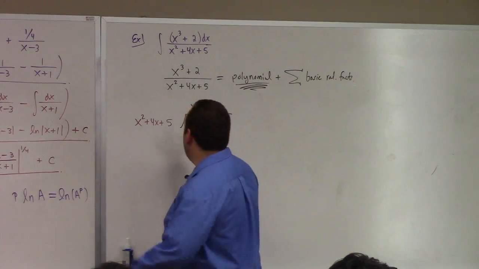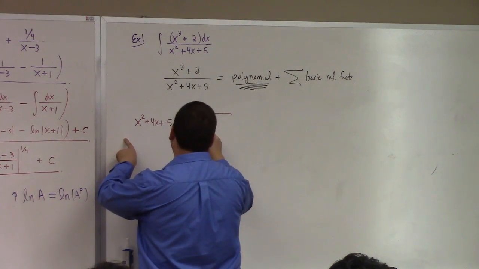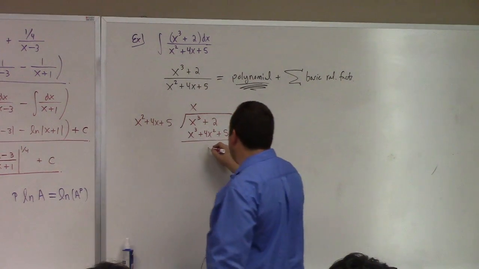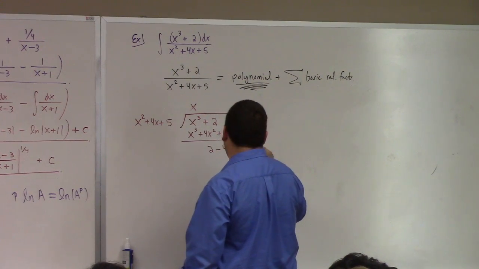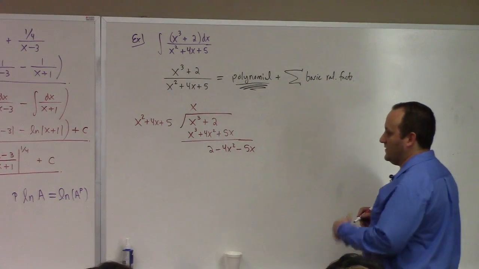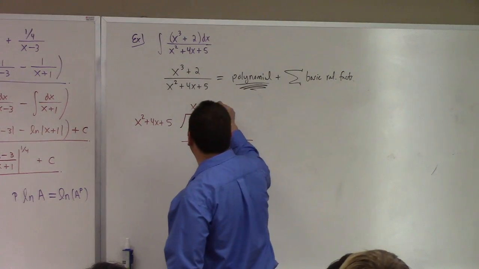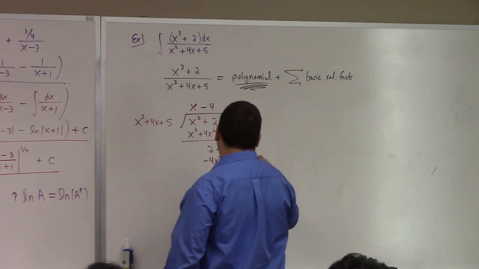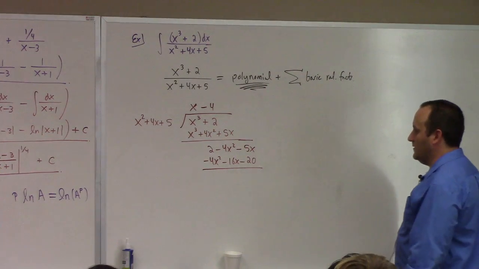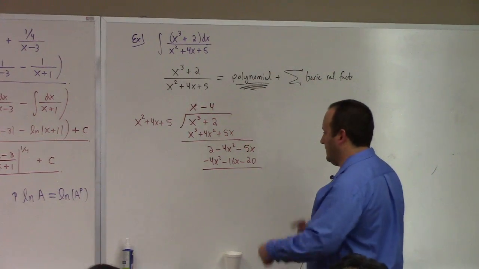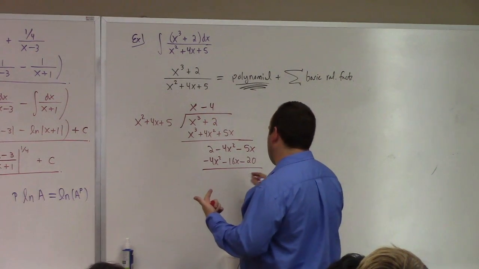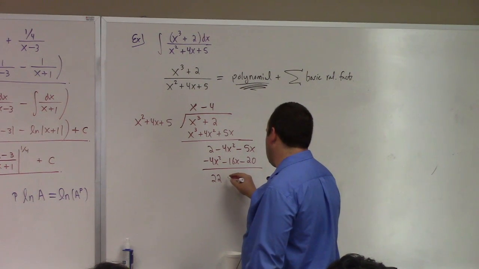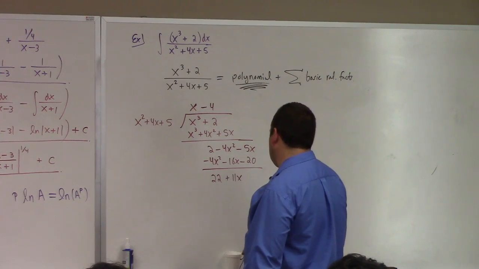Anyway, put x there, because that x gives me an x cubed. Take the difference of these things, we get 2 minus 4x squared minus 5x. Let's see here. Then I'm going to do what? Minus 4. So that gives me minus 4x squared minus 16x minus 20. The 4x squareds cancel, right? So I get 22 plus 11x. Yeah.